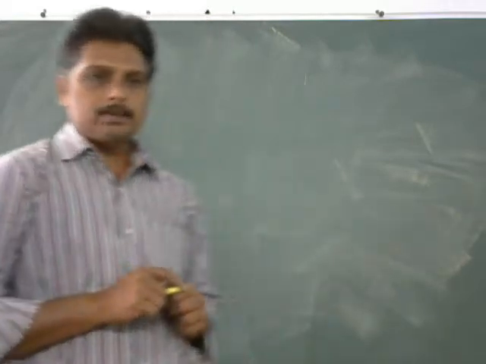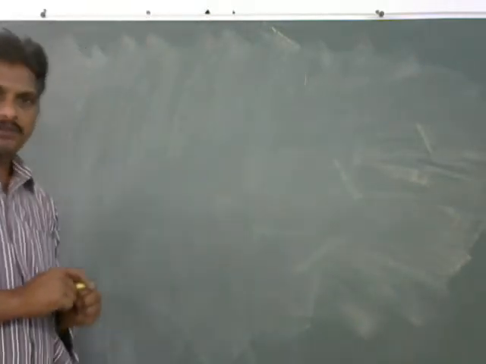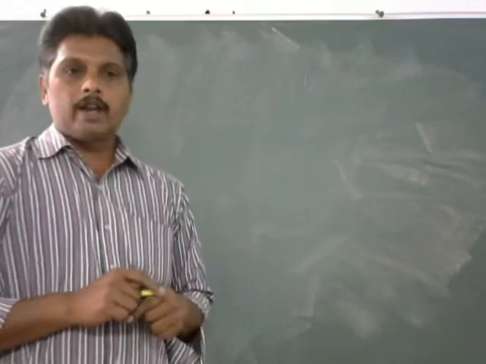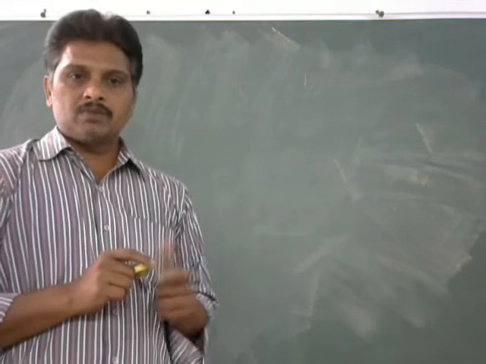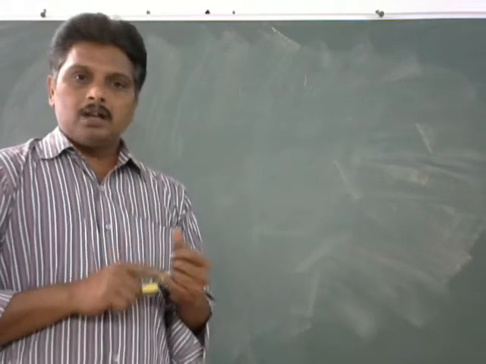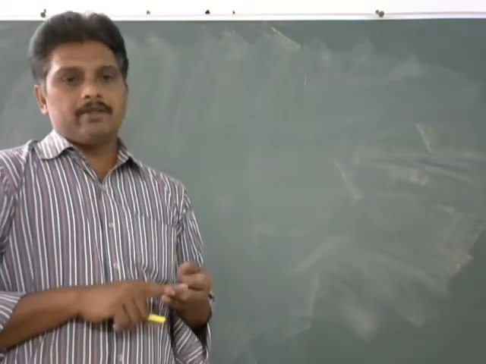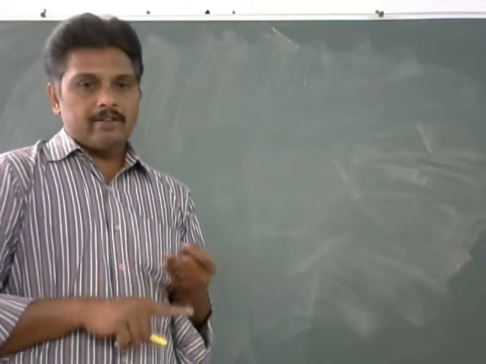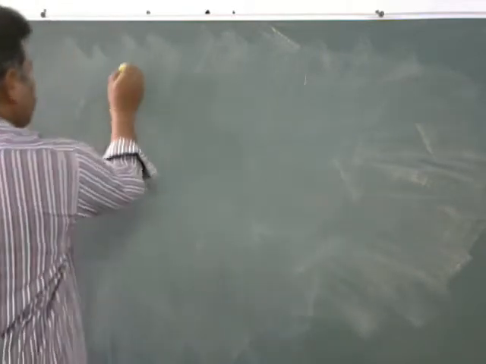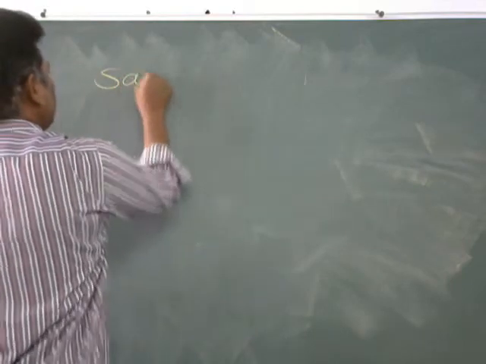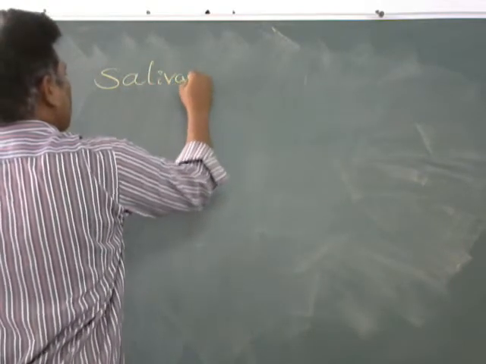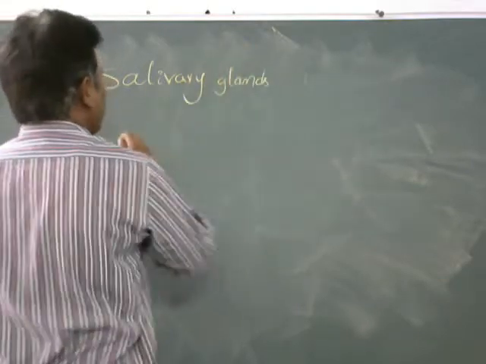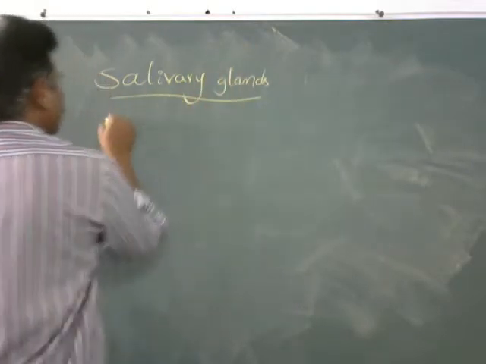Now, in this video, I explain about the salivary glands, which are also present. Already I told you, in the oral cavity, we have mainly three types of structures: tongue, teeth, and salivary glands. Already I explained about teeth. Now, salivary glands. There are three pairs of salivary glands present.